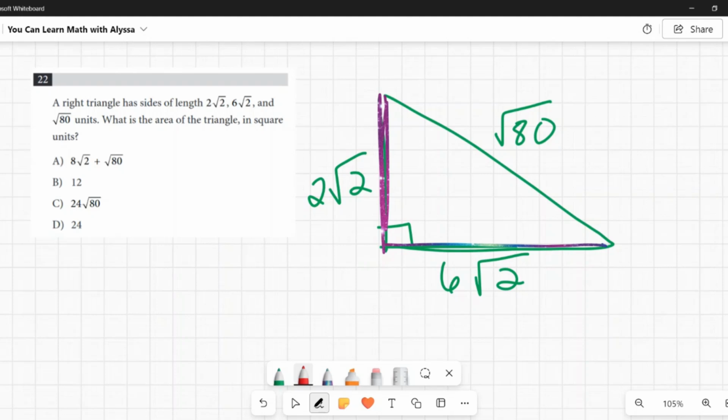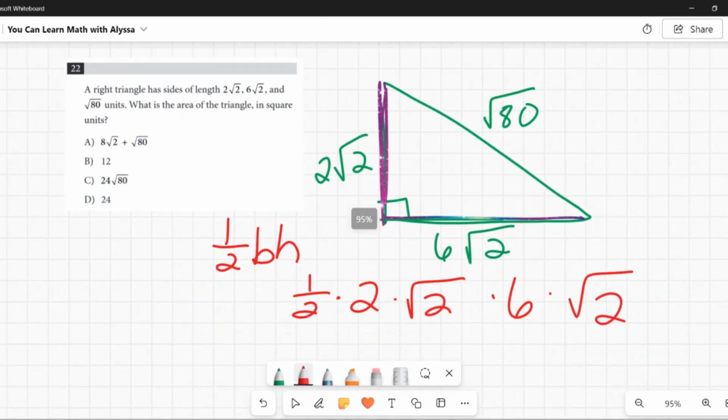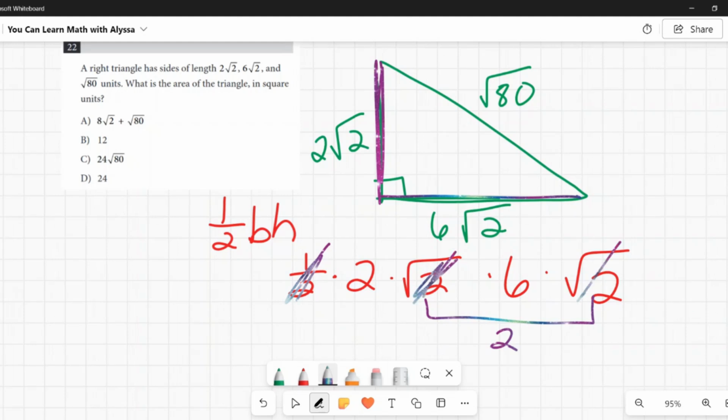So area of a triangle is 1/2 length of the base times the length of the height. So 1/2 times 2 times the square root of 2 times 6 times square root of 2. Yes, I'm splitting them up just to make it a little easier to see how this all goes down when we multiply. Square root of 2 times square root of 2 is just 2. And then I go, wait a minute, 1/2 times 2 is 1. So the 1/2, the square root of 2, and the square root of 2 all cancel out. And I am left with 2 times 6, or 12, and that is B.